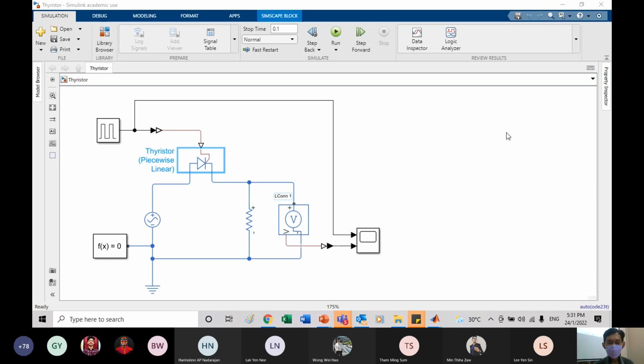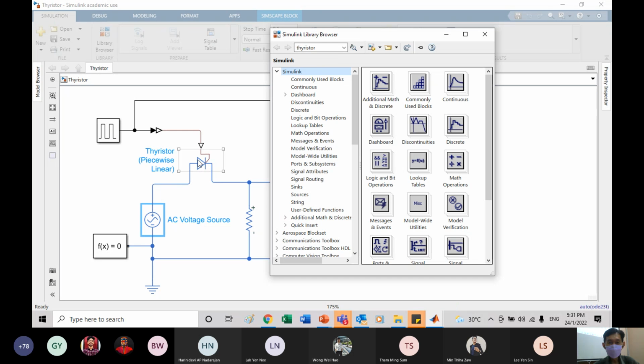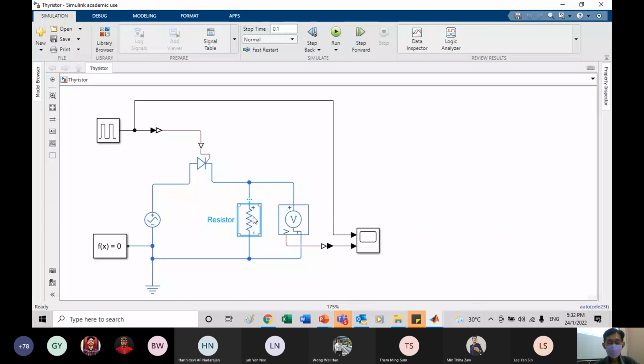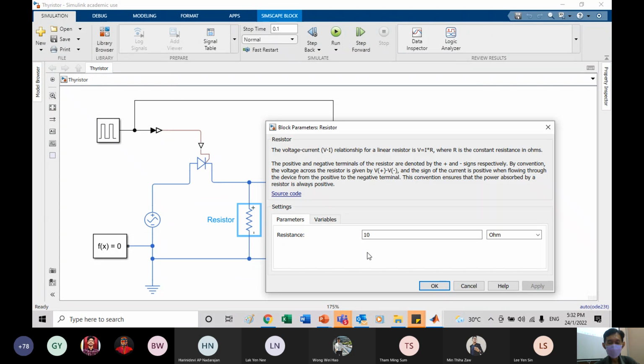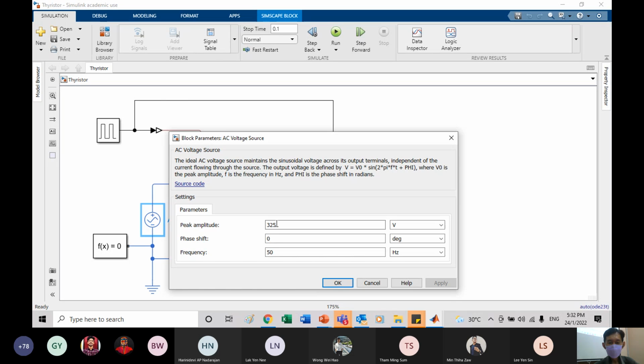Okay, where am I now? Oh, okay. Now, we have an AC source, going through this thyristor, and then connected to a load. And this load, let me check, 10 ohm. Simple 10 ohm. And then the AC source, 335. Okay, why 335?